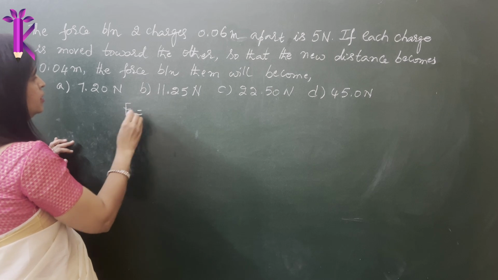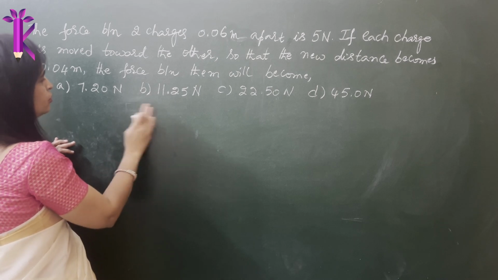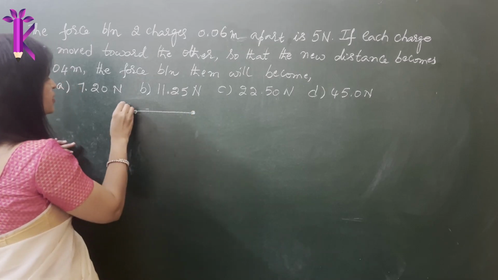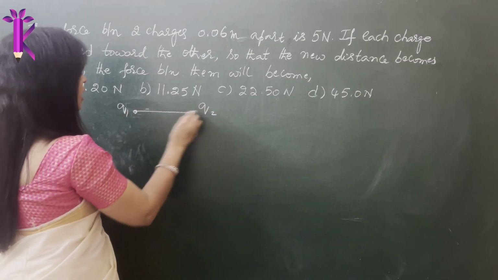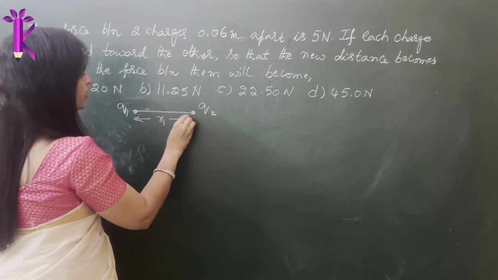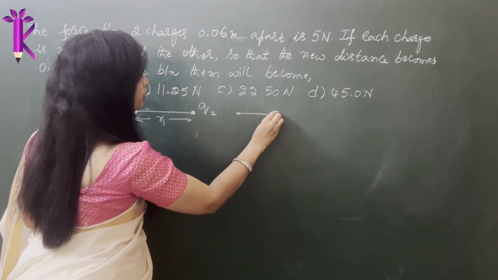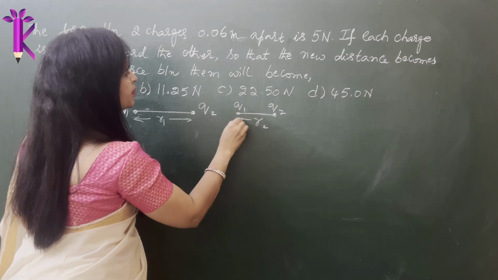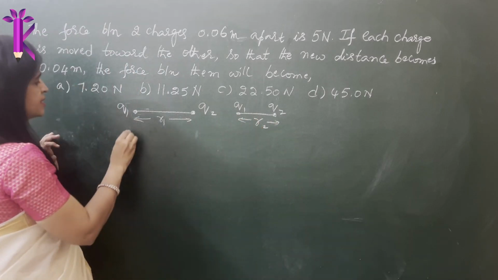F1 is equal to K into... So initially, I'll tell you, for those who have not understood, initially this was the situation: Q1, Q2, R1 was the distance. Now it is the same Q1, Q2, they've been moved closer. So R2 is the distance of separation, right? So for this, let's write the formula.